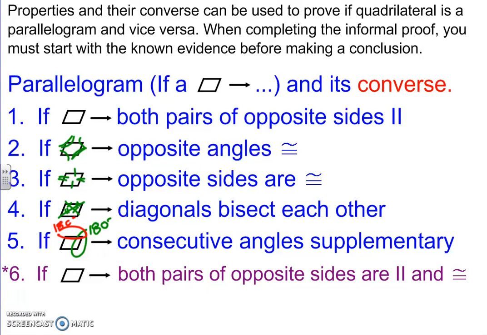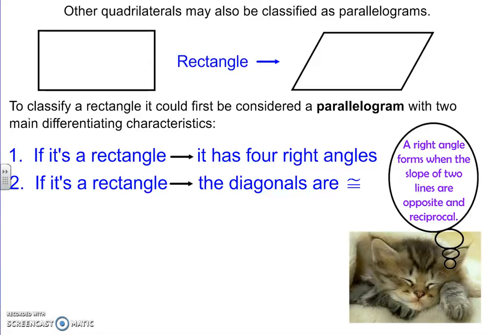And then here's the last one, which sums up a little bit: if it's a parallelogram, both pairs of opposite sides are parallel and congruent. So that puts two of those pieces together. Other quadrilaterals that can be classified as parallelograms: a rectangle is the first one.